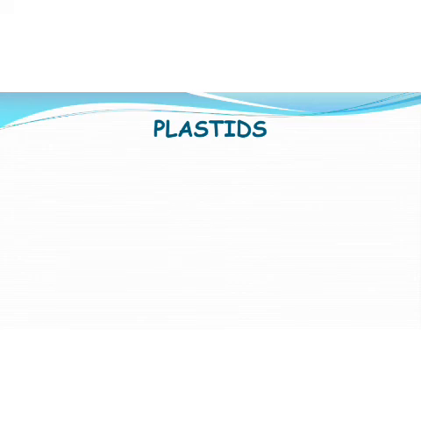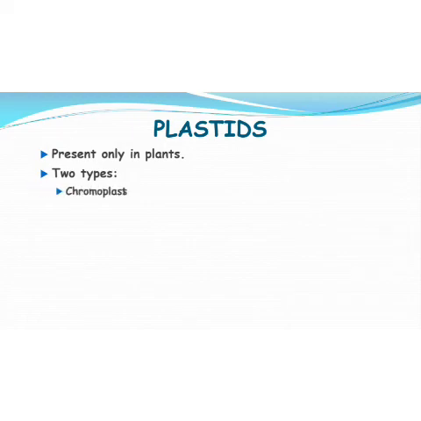Plastids are cell organelles which are only seen to be present in plants, right? And they are categorized into two types. First, chromoplast, and the second one, leucoplast. We will also talk about chloroplast further.